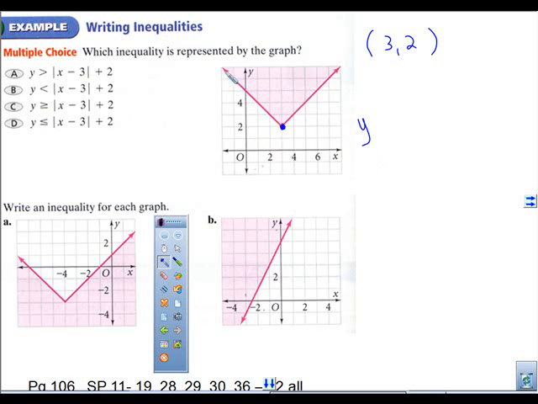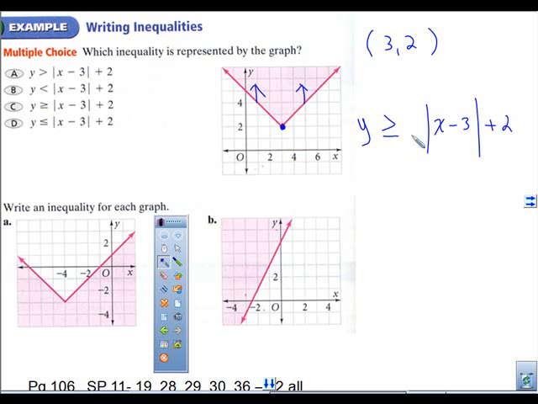Okay? Now it looks like if we shaded above here, so it's going to be greater than. The lines are solid, so you know you're going to have the equal to part. Right? Now let's start with the absolute value. Alright, it's always going to be x. Now if this value here is 3, remember we're going to put the opposite, negative 3. And this is 2, so we're going to have a positive 2.